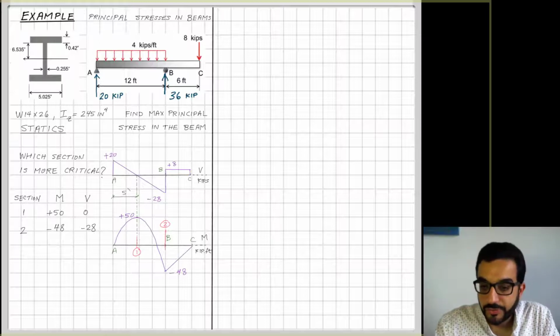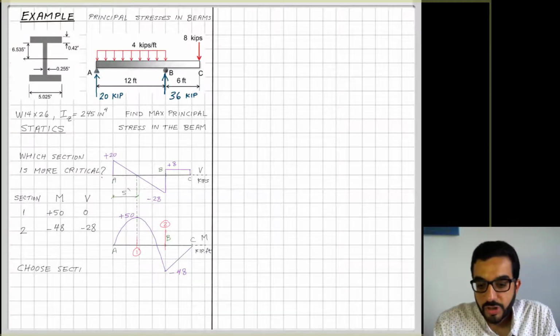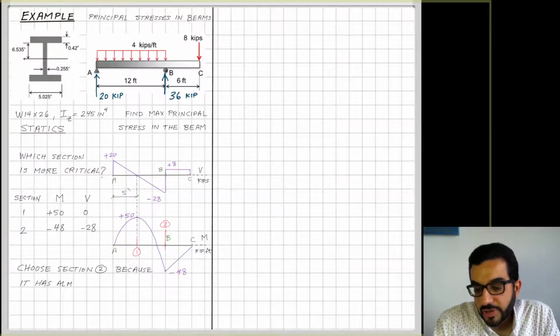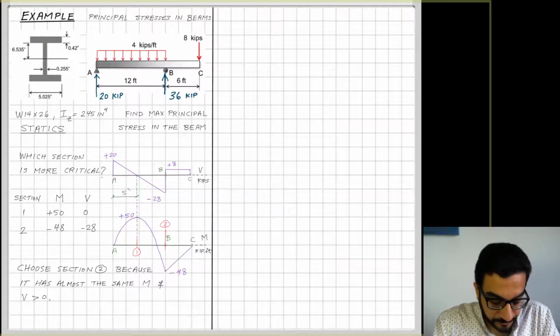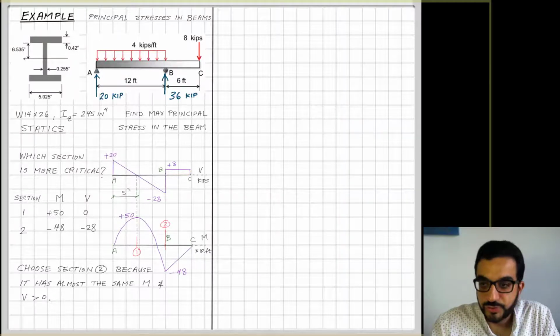By observing, I see that the moment values between section 1 and 2 are not that different, like 50 and 48. But section 2 comes with a big shear force here. So I have the intuition that section 2 will be more critical than section 1, and we'll analyze it. Later we can check section 1 to see if it really has the maximum normal stresses. So we'll focus initially on section 2.